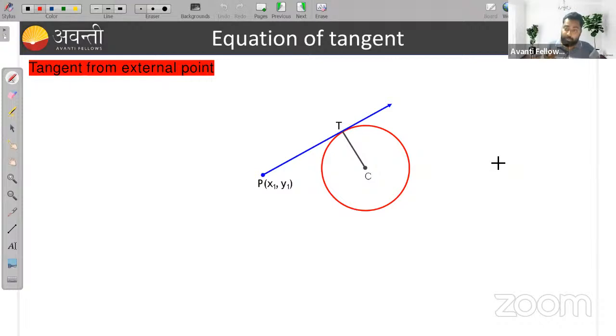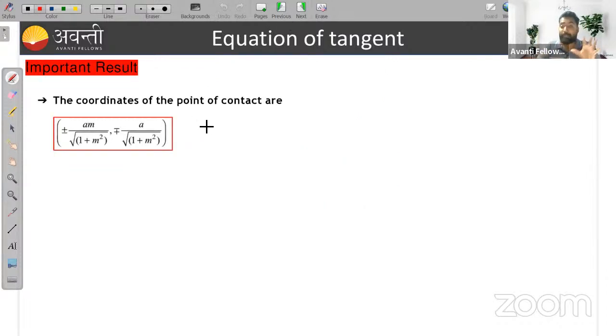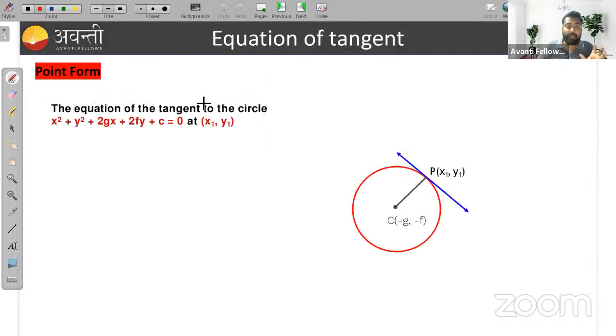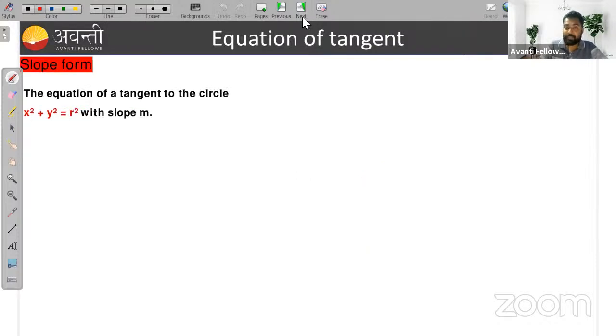In the previous class, we already studied how we can find the equation of tangent at a point to the circle. This is my point of contact. The slope form is this, this is my parametric form of a tangent, and this is my point form of tangent. T is equal to 0. What is T? When you put the given point in the left-hand side of the given equation, it becomes T. And if T is equal to 0, that is my equation of tangent, right?